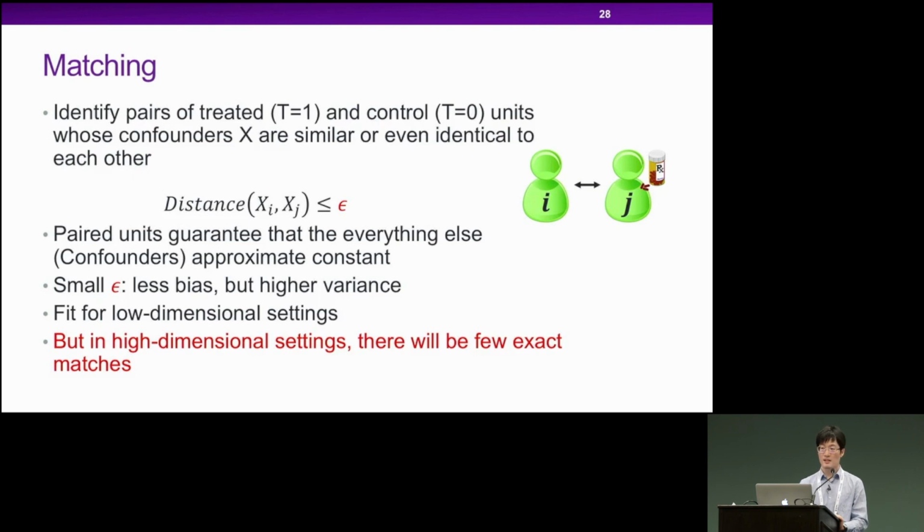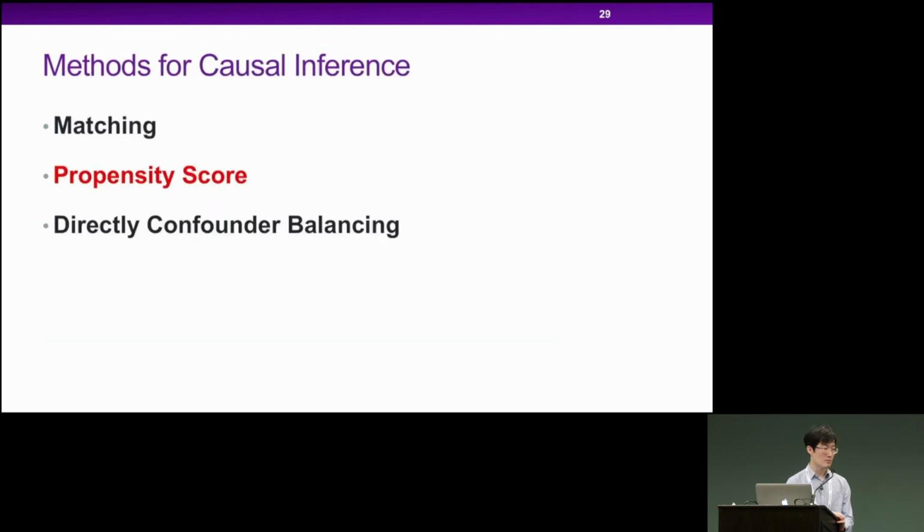But the problem is that a smaller epsilon means fewer pairs of data that you can get, so this will bring higher variance. Also, this technique fits low-dimensional settings, but in very high-dimensional settings there will be very few exact matches. So this is a problem. Of course, this is quite intuitive, but we need to relax the assumption here. That's why the propensity score was proposed.